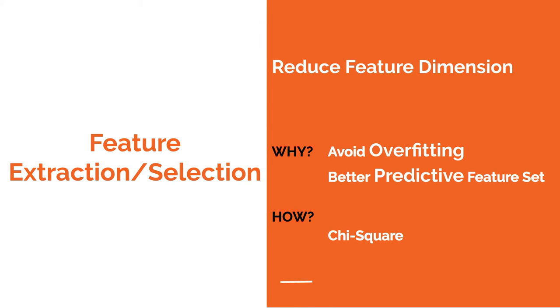Since the number of features was much more than the number of reviews, we feel that our model would overfit if we used all these features. Thus, we decided to reduce the dimension of features and transform the data representation into a shorter and a more predictive one. In our project, we choose to implement chi-square, which is a feature selection technique.